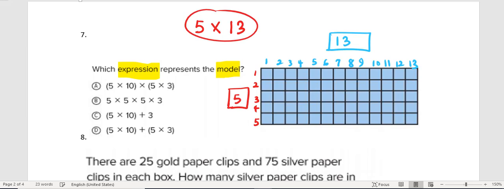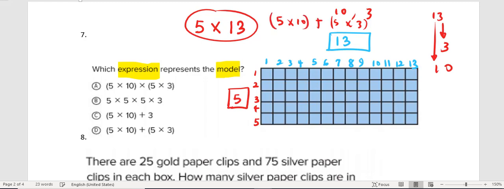So let's see what was done. I guess the distributive procedure was used. Remember, we can split the number 13 into 3 ones and 1 ten. That is 10. So 13 is the same thing as 10 and 3. Using the distributive property, each of these numbers will multiply 5. So we have 5 times 10 and 5 times 3, added together. So let's look at the options again. The one that corresponds to this is option D, 5 times 10 plus 5 times 3.